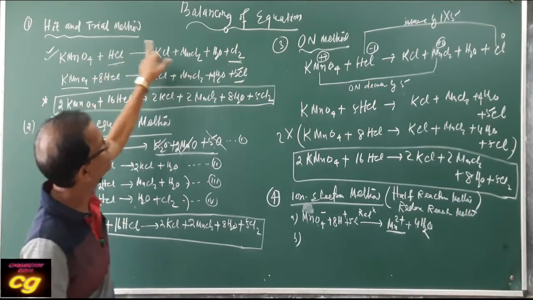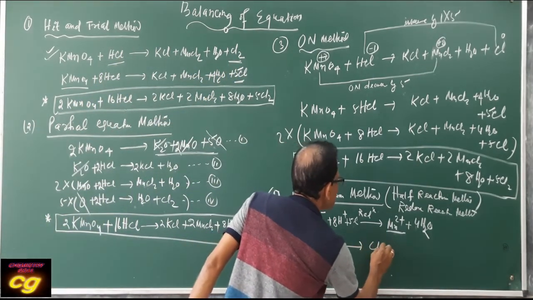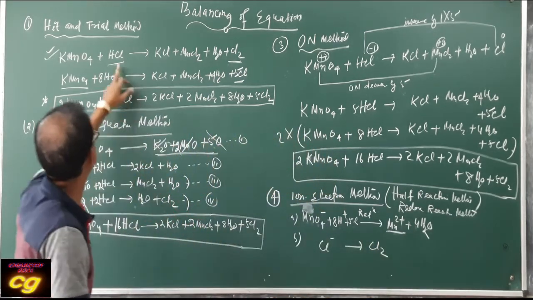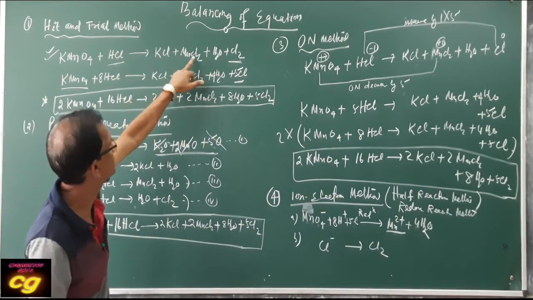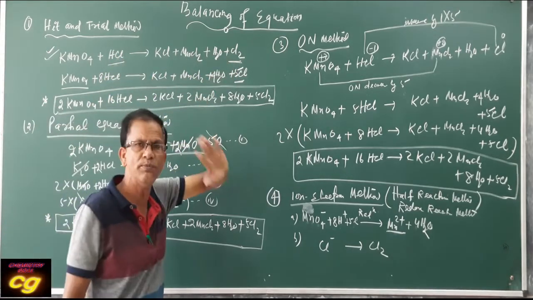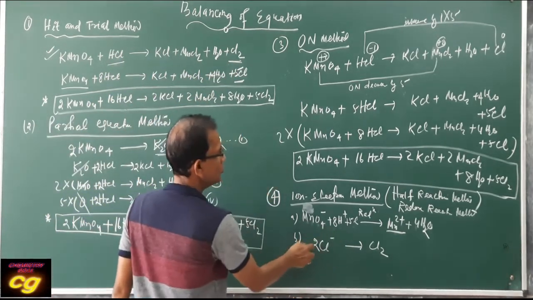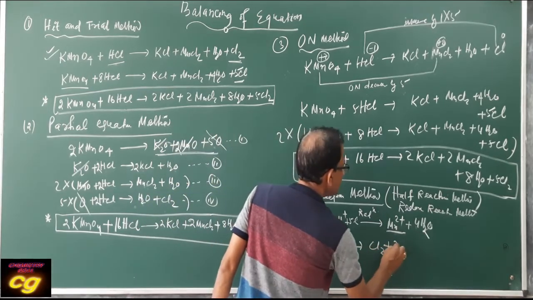Cl minus changes to Cl2. Cl minus is on the left side and the rest remains the same, but Cl minus changing to Cl2 is the main important change. So you multiply by 2 here, now 2 negative, here 0, so you add 2 negative.